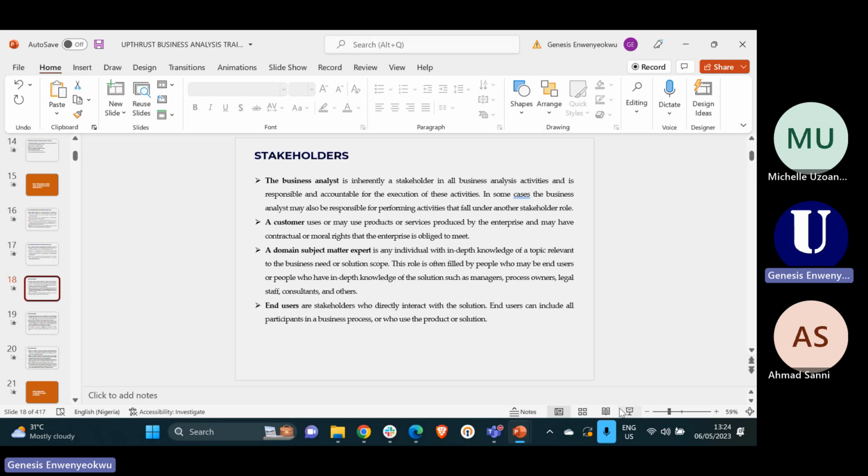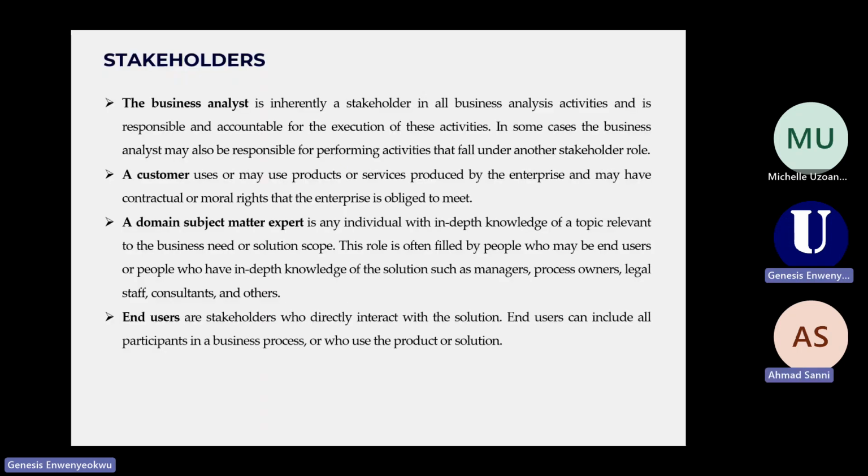And many people get it wrong. Do you understand? Many people get it wrong a lot. People will always want to confuse customer with end user or confuse end user with customer. But it's important for you as a business analyst to get it right from the beginning that a customer is someone that has a contractual or moral obligation with the business, while an end user is just someone that interacts with the business, with the solution. They don't have any contractual agreement with us. They just interact with it. So a customer also interacts as well. But the difference is that they have a contractual agreement with us.